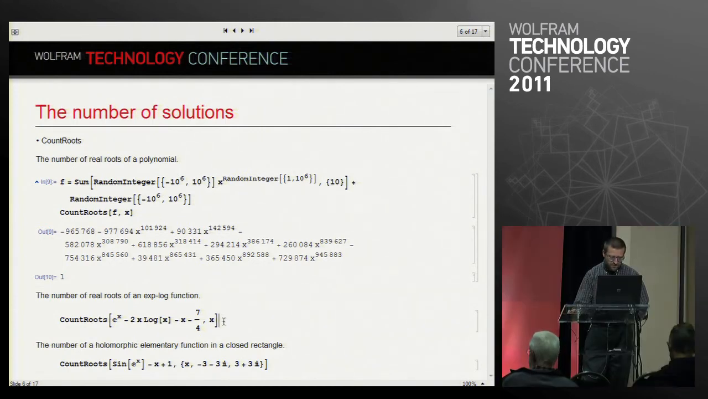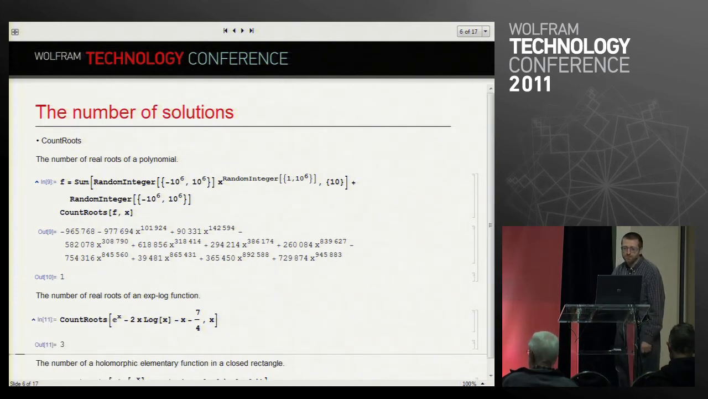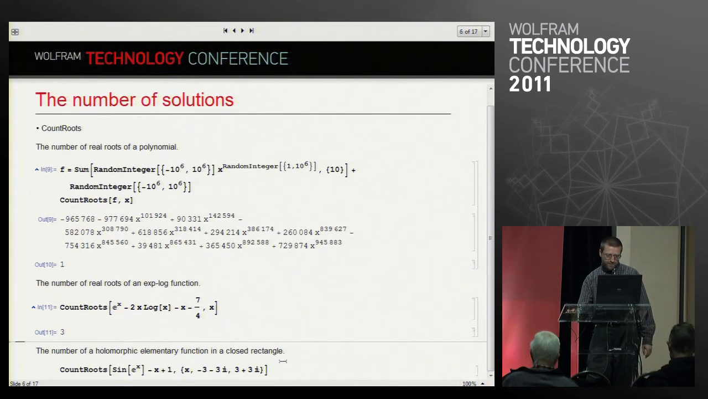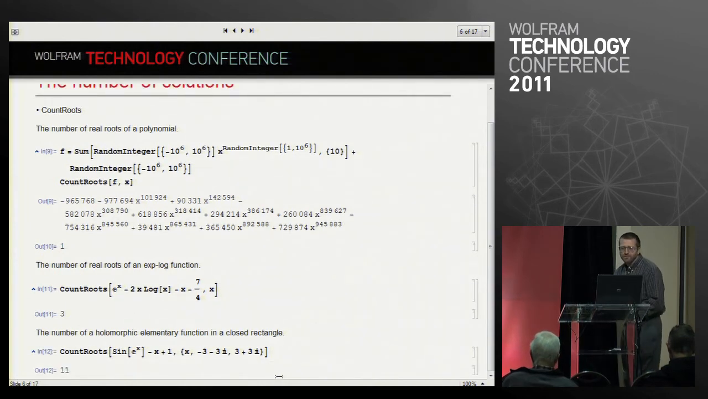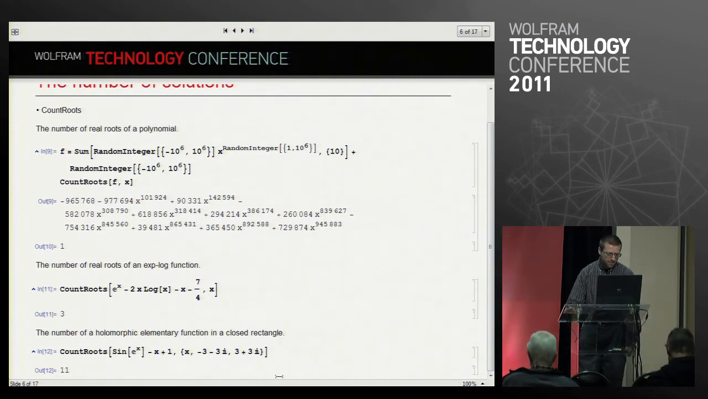This function counts real roots of an x-block function. So this x-block function has three roots. And finally, we can count roots for holomorphic elementary functions in closed rectangles. We can count complex roots. So this function has 11 roots. This is by counting the winding number around the rectangle. So it has to be finite or bounded.